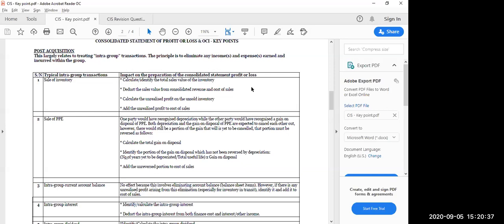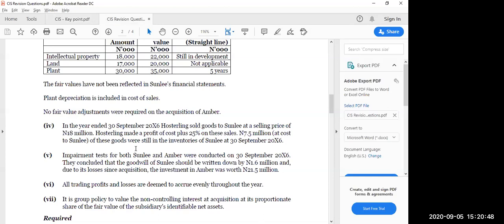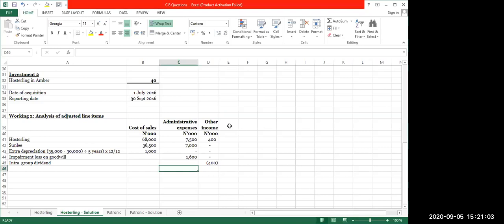So the first thing I need to do is to identify the sales value. In this question, the sales value is 18 million naira. So what am I to do with this 18 million naira? Simple. Deduct it from revenue, deduct it from cost of sales. That is the first thing I need to do. So that will return us back to the workings again. This time, revenue would be affected.